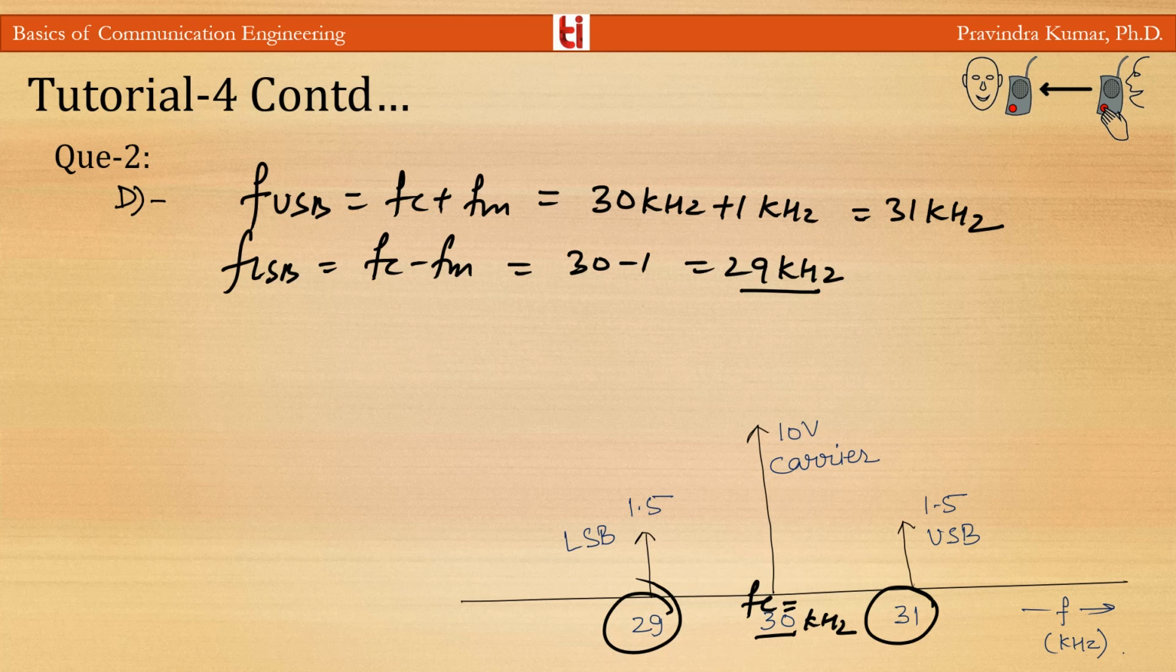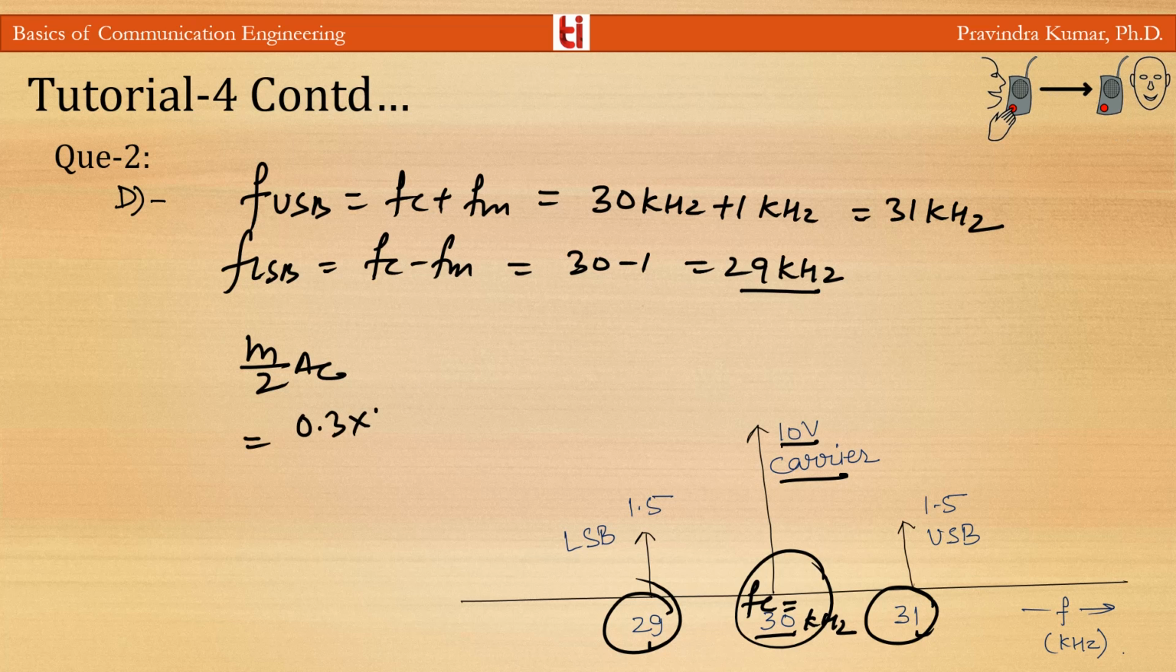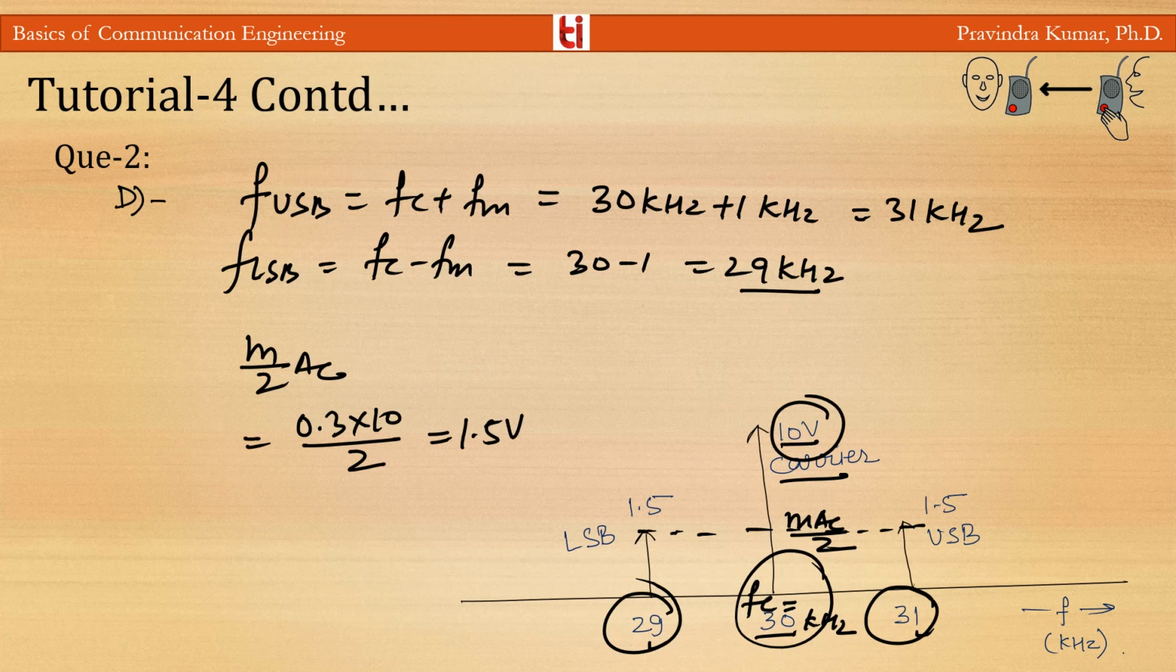So at the center is the carrier wave of 10 volt, and the upper and lower sidebands have the frequencies 29 and 31 kilohertz. The amplitude of each sideband is m by 2 times AC. m here is 0.3, times 10 by 2, so it will be 1.5 volt. So if AC is 10 volt, then the amplitude of the lower and upper sideband is 1.5 volt. So this is the spectrum of the modulated wave.